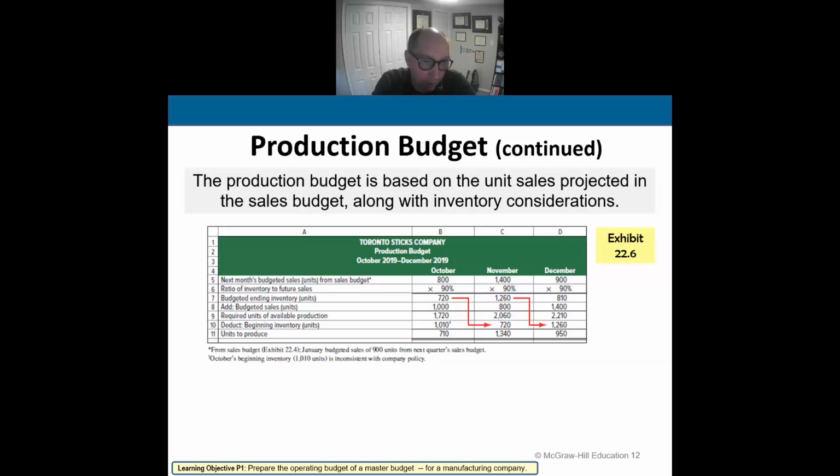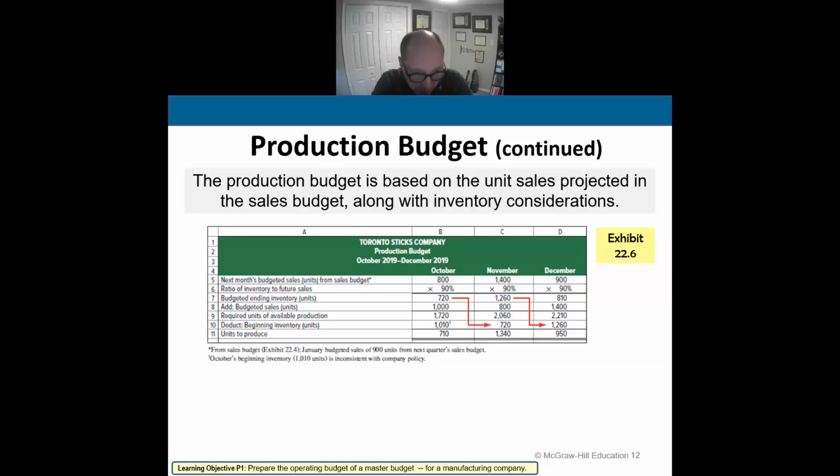So the way it works is we take the sales budget, the number of units I expect to sell for that month, times the ratio of inventory to future sales. In other words, how many I expect to really sell, 90%. Gives me the budgeted ending inventory, the number of units left at the end of the month. So think of it like, ending inventory plus the actual units we expect to sell, the budgeted sales, equals the required units of available production.